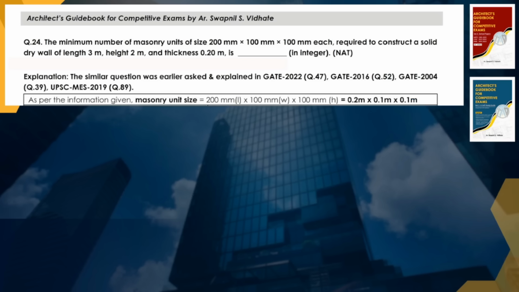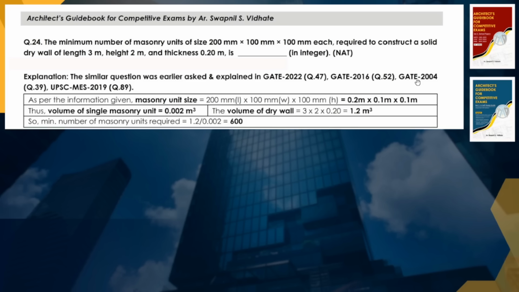So here, what is the information which has been provided? The size of the masonry unit is 200 mm, that is length. They have not specified the width and height. So 100 mm is common as per the data provided. So we assume that 100 mm is the width and 100 mm is the height. We'll convert it to meter, because the size of the solid wall they have mentioned later is in meter. So 200 mm will be 0.2 meter. Similarly, 100 mm will be 0.1 meter, and 100 mm will be 0.1 meter. So this will be the size of the masonry unit.